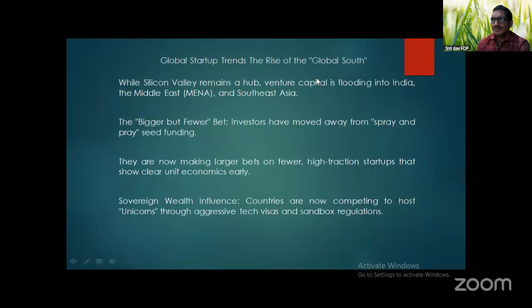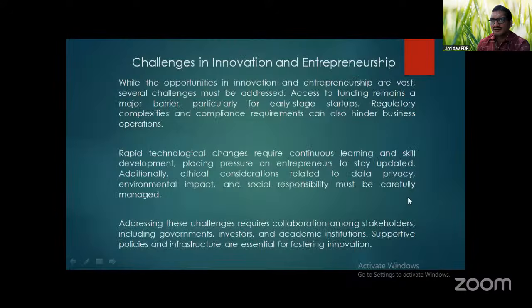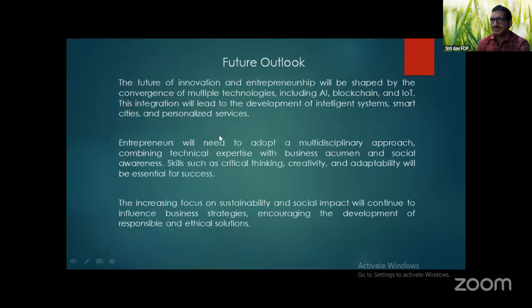So global startup trends and the rise of the global south. Previously investment only used to be seen in the US or Silicon Valley, but nowadays that has shifted. You can see Middle East, places like UAE, there the investment is around $62 billion, and India you can see $51 billion. All this shift is actually flowing where there are real problems and you can solve them through the high talent. So these are the challenges in innovation and entrepreneurship.